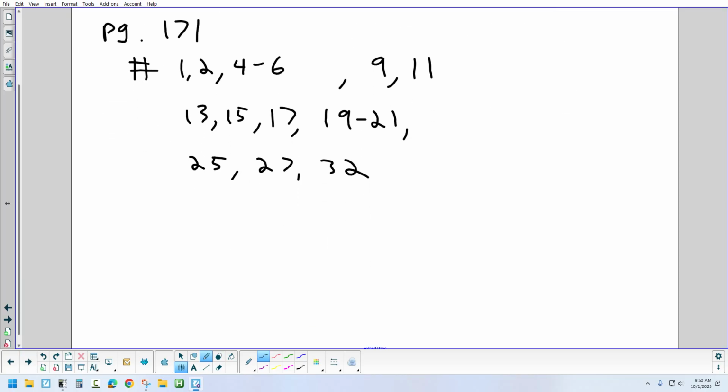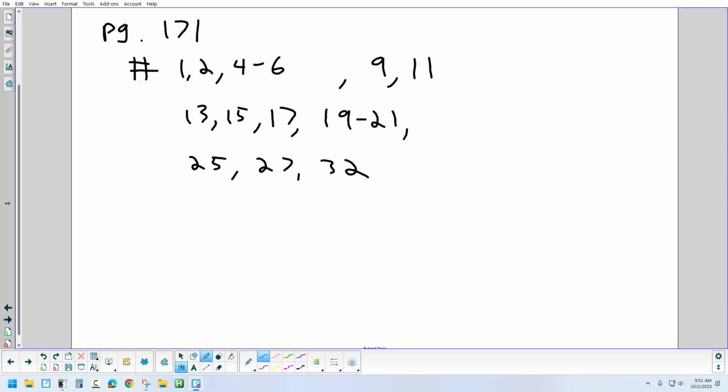So that's homework for tonight. Actually, I think I can change that. I could probably write it as 9 through 19 odd, and then 20 and 21. Those are the questions on 171.